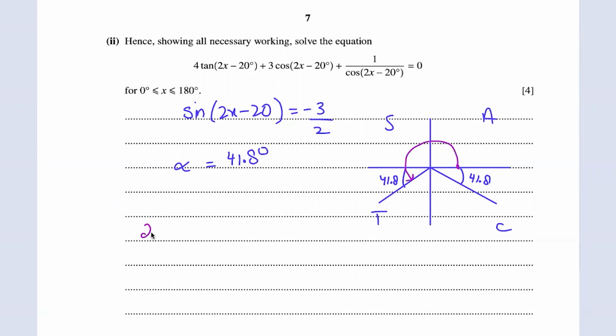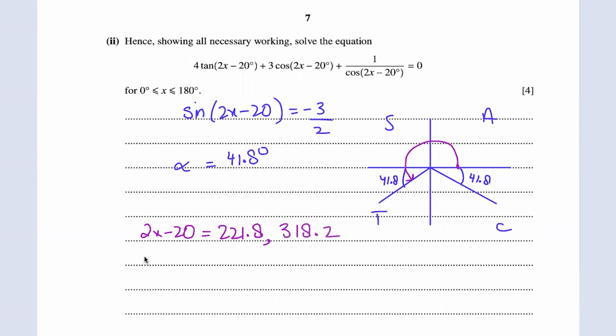Now the angle is always measured from the positive x-axis in an anti-clockwise manner. So we can write 2x minus 20 equals 180 plus 41.8, which will become 221.8, and 360 minus 41.8, which is 318.2. Now as our range is 0 till 180, we will not be taking any further values as it will basically go beyond 180.